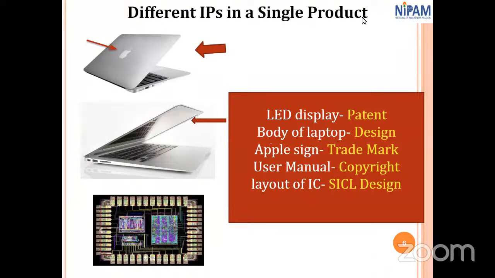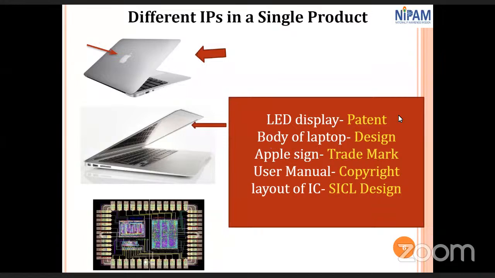So if you can see in this example over here, it's an Apple laptop. So this laptop, you can see this LED, so one product has different IPs. Okay, so I'm having a mobile phone in my hand right now. This mobile phone has around 2,50,000 patents. Okay, this mobile phone has 2,50,000 patents. Similarly, this laptop which you're seeing on this screen right now also has different IPs.